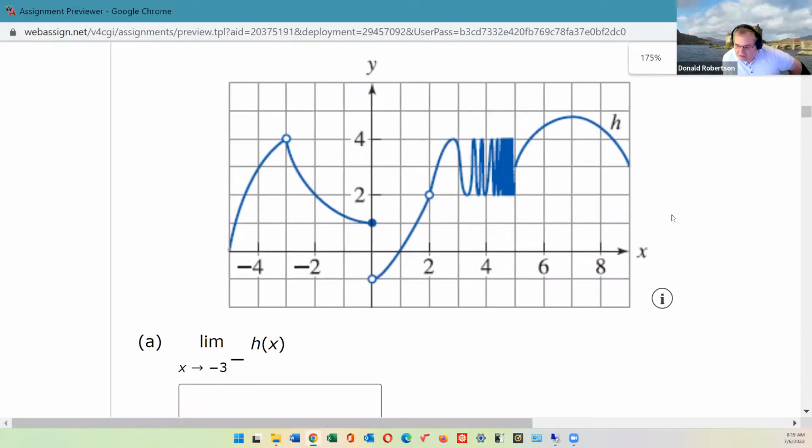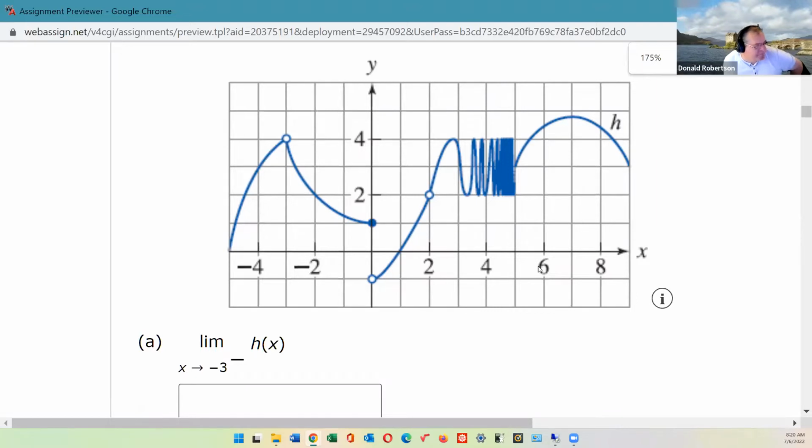I'll just mix and match these questions. What is the overall limit as x tends to -3? 4. Agreed. Right there, 4. See it? What is the right limit as x tends to 0? -1. Correct, -1. I think I said 0 plus. If I did, it is -1.